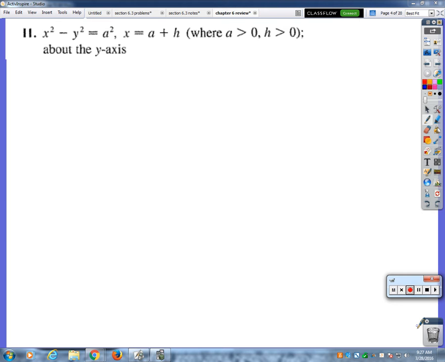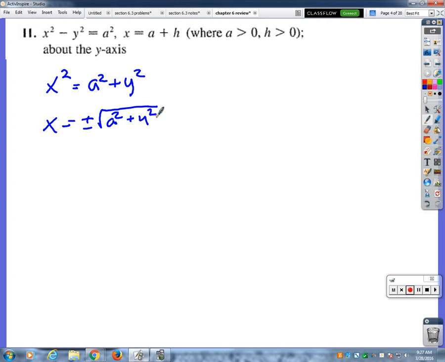And so that means I'm going to take this first one and solve it for x. So the bummer about that is that x equals plus or minus the square root of that. So now I have to think a little bit. What does the graph of x squared minus y squared equals a squared look like?